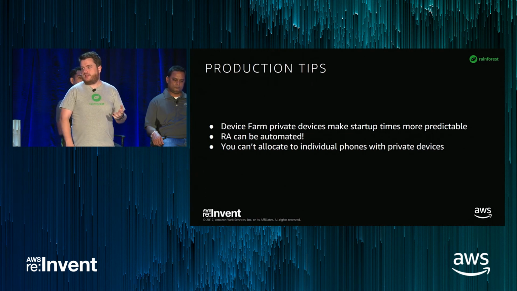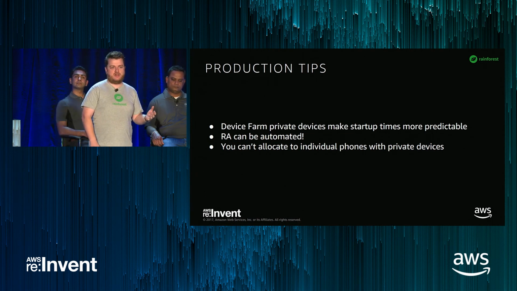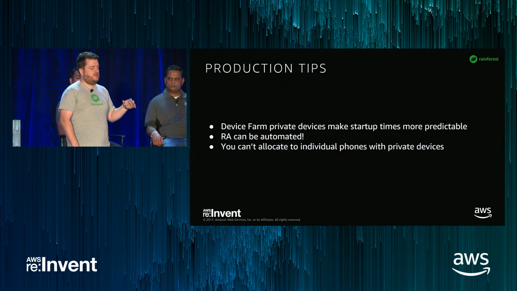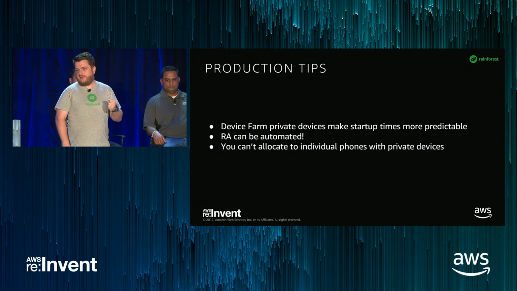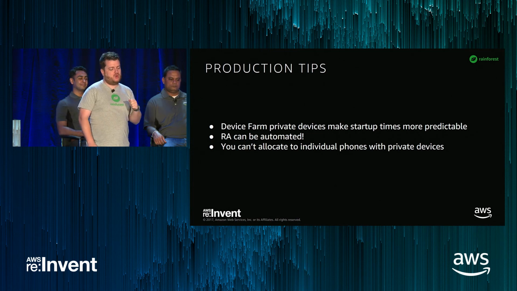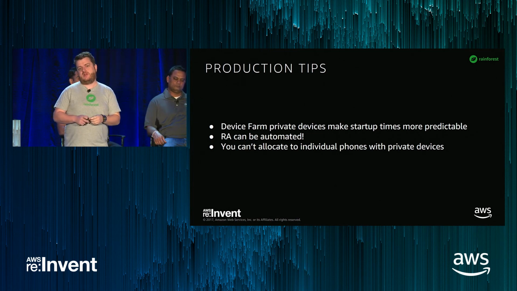The other thing to note is remote access can actually be automated. Should you want to connect not via the normal method, either in the web UI or local, you can do that. So that's a really powerful thing to do. The only caveat that I found with Device Farm, I've been super happy with it so far, is that today you can't allocate to individual instances of a phone. And so even with private device cloud, even if you know you have 10 phones, you can't allocate to a specific one.